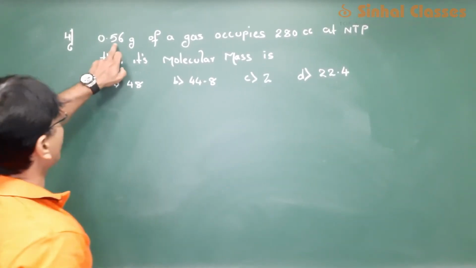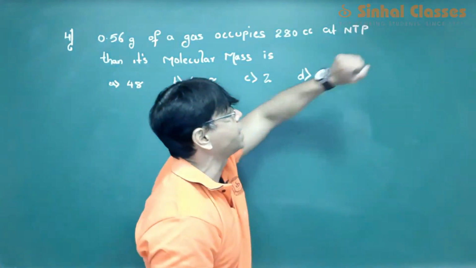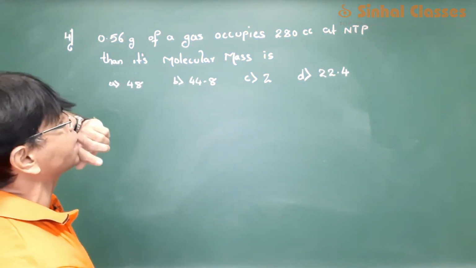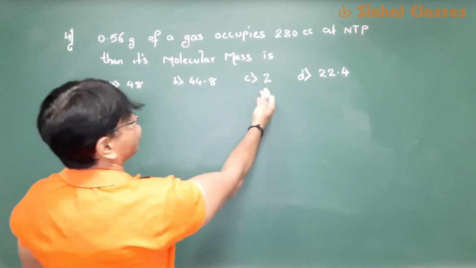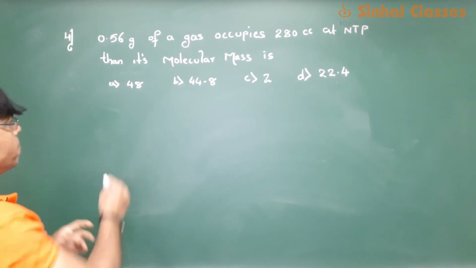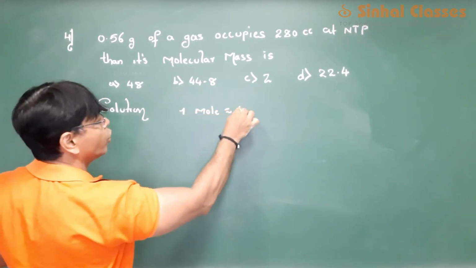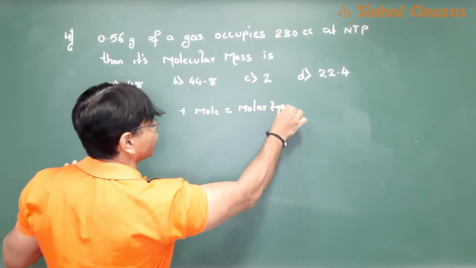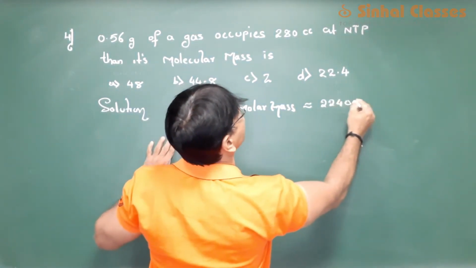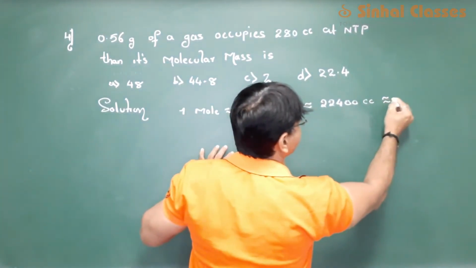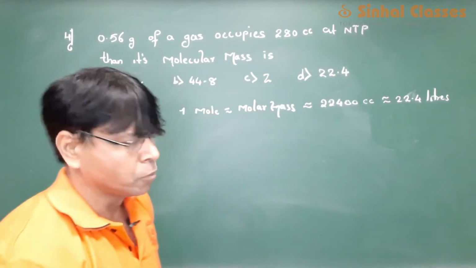Question number 4 says 0.56 grams of a gas occupies 280 cc at NTP. Then its molecular mass is 48, 44.8, or 22.4. So let's see the solution for this. We all know 1 mole always corresponds to the molar mass for a molecule, and molar mass always occupies 22400 cc at NTP, which is nearly equal to 22.4 liters.